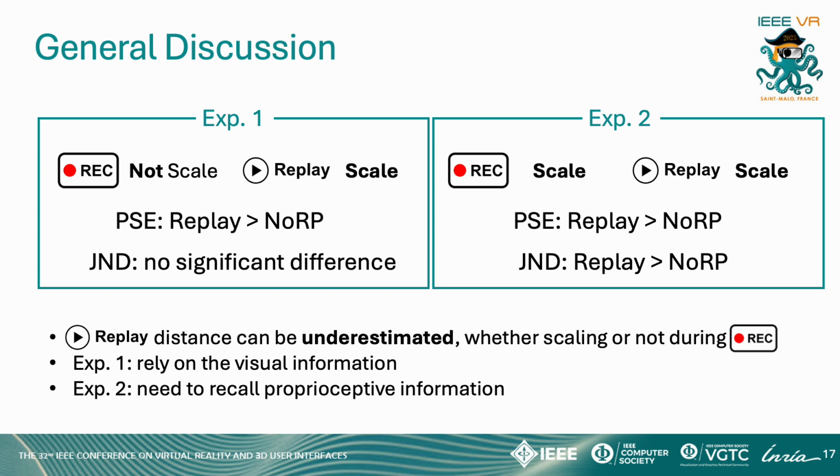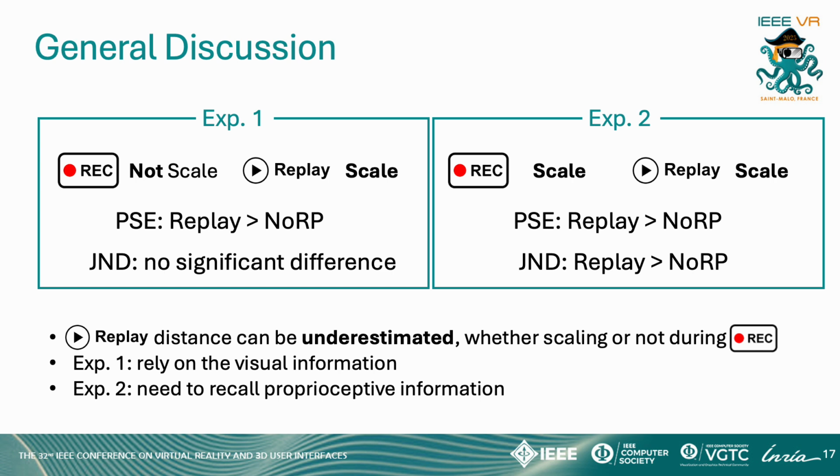So, to summarize our work, in Experiment 1, no scaling was applied during the reaching task, but the replay itself was scaled. In Experiment 2, we scaled the movement both during the task and during the replay. In both experiments, the PSE turned out to be higher in the replay condition than in the no replay condition.